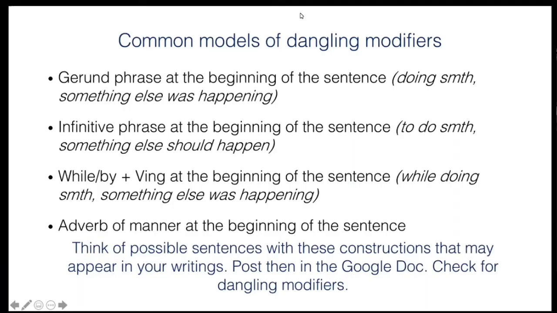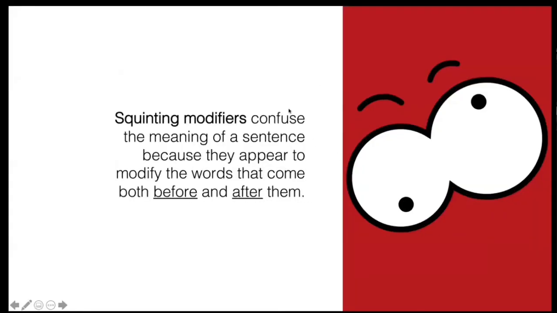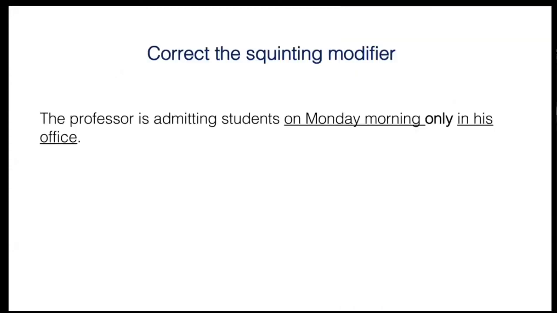Now, let's quickly look at squinting modifiers. That's the easiest one. It's the last picture we had, right? So squinting modifiers confuse the meaning of a sentence because they appear to modify the words that come both before and after. So let's look at this sentence.